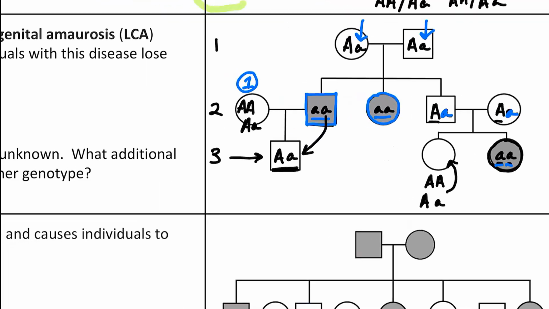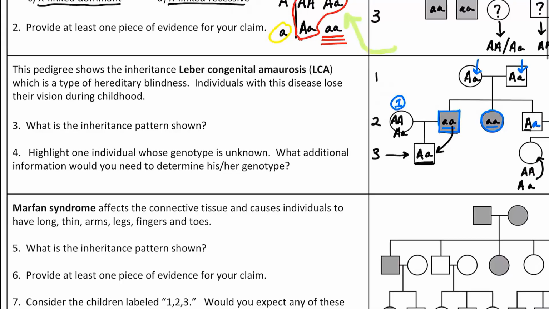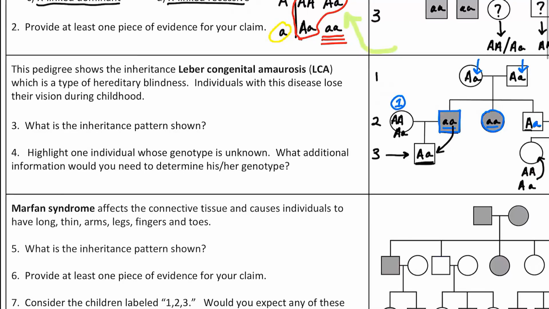So we go back to the question. This inheritance pattern is absolutely autosomal recessive again. Autosomal just means, again, we're talking about non-X-linked, non-sex-linked genes here. So recessive just means the individuals have to have 2 recessive alleles, 2 broken genes. Question 4 says, highlight one individual whose genotype is unknown. What additional information would you need to determine his or her genotype?